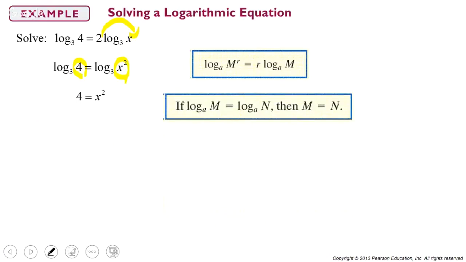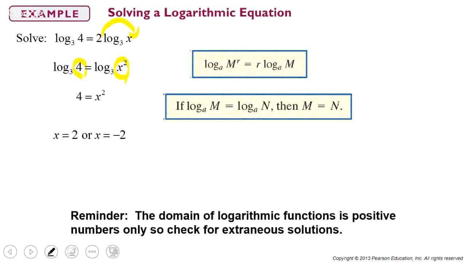Well, if you take the square root of both sides, remember when you take the square root, you get the plus and minus. So the square root of 4 is plus and minus 2.